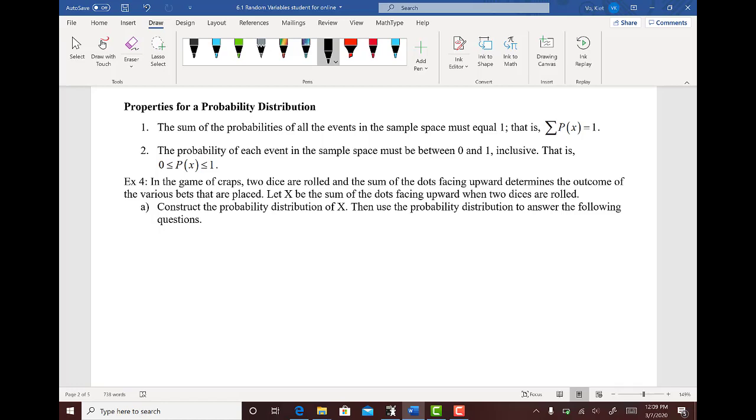The second thing that we notice is that the probability of each event in the sample space must be between 0 and 1 inclusive, which means that it could be 0 or 1. And in notation, we use the inequality notation to say that the probability of the random variable x always stays between 0 and 1.